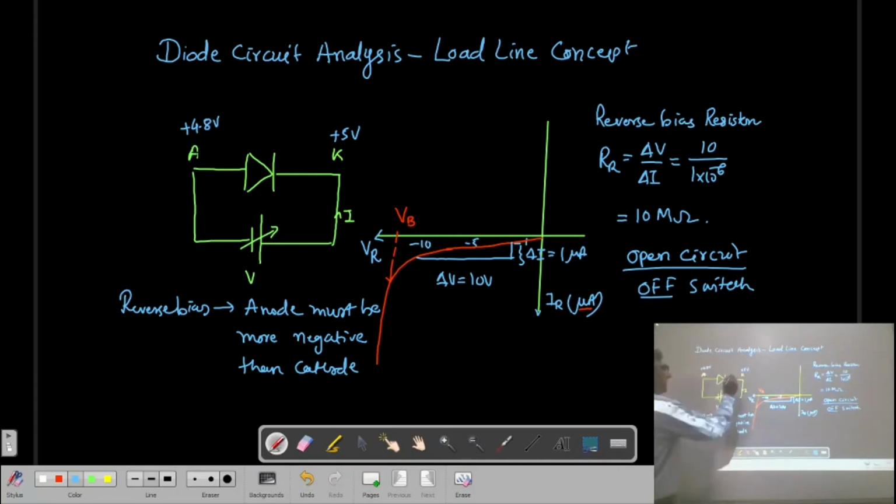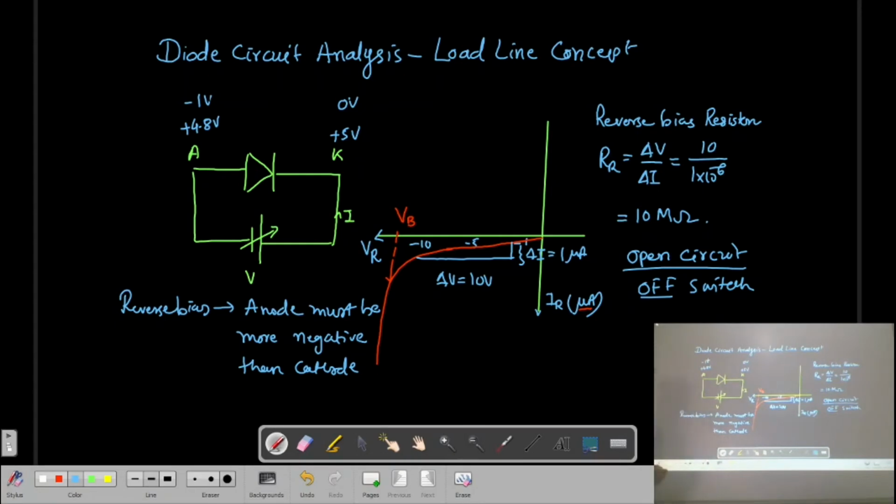Correct? Here if the cathode is at 0 volt, you can apply minus 1 volt. The anode must be more negative. So in this situation also, your diode is in reverse bias mode. Correct? Okay. Now we will start.